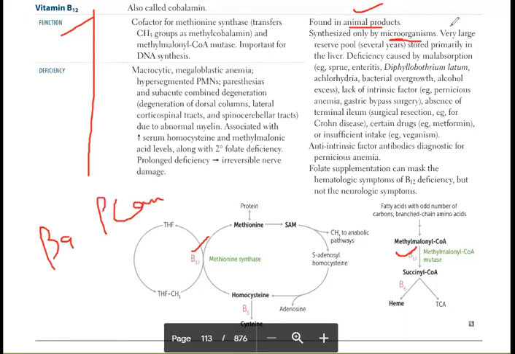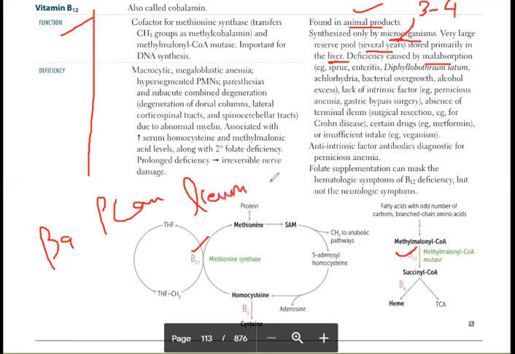So there is a very large reserve pool, several years, stored primarily in the liver. So this is important. 3 to 4 years. You will see it being stored in your liver for 3 to 4 years. So years is important. Remember 3 to 4 years, not months. And again, deficiency will be caused by malabsorption. So I told you, what is the location of B12 absorption? It is the ileum. Okay, ileum.